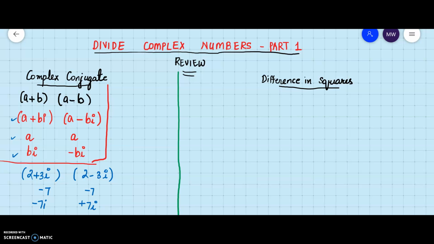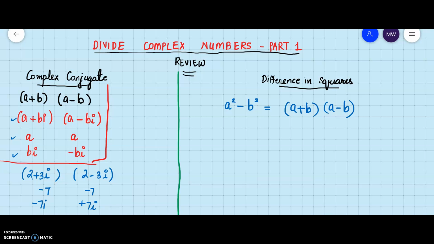In order to divide complex numbers, we will be using this skill, how to find the complex conjugate of a given factor. Now, the second thing that we need to review is the difference of squares identity. We have learned an identity in algebra that goes like this: a squared minus b squared is equal to a plus b times a minus b. Or, when you multiply conjugates, you always get a squared minus b squared.